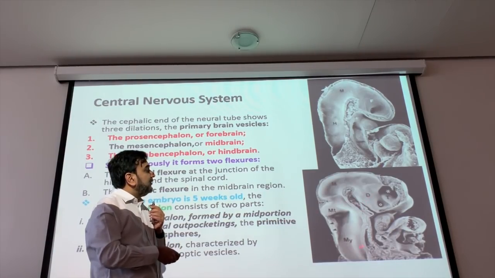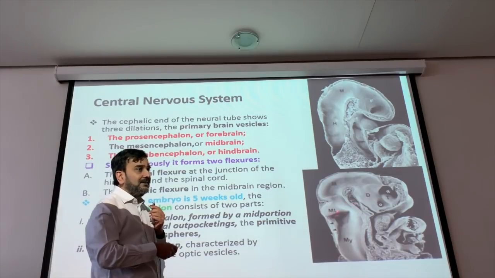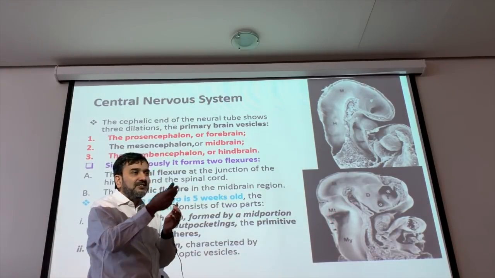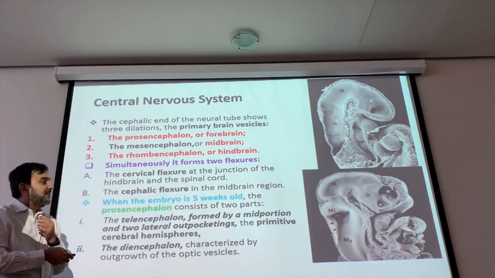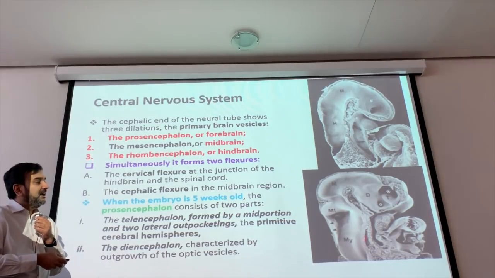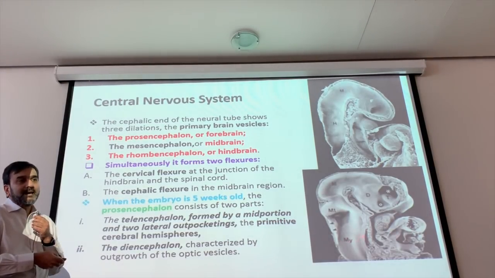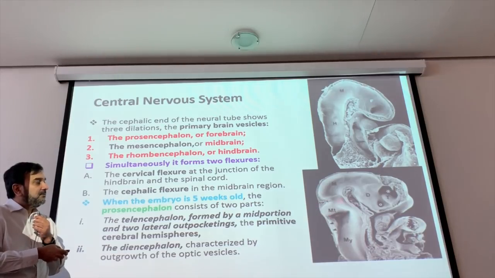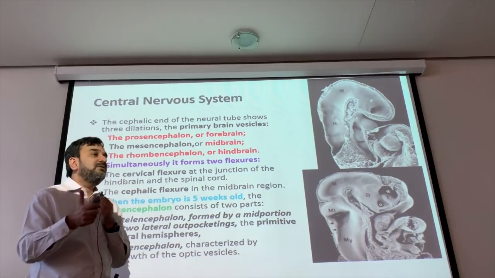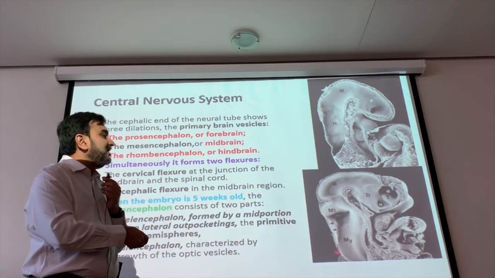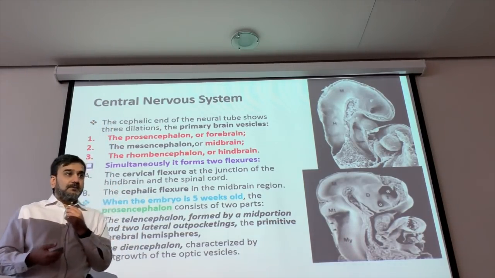Then the rhombencephalon, which was one vesicle, is going to have this isthmus or a division, a constriction, which is called the rhombencephalic isthmus. The rhombencephalic isthmus is going to divide the rhombencephalon into an upper part which is called metencephalon and the lower part which is called the myelencephalon. The metencephalon, which is the upper part of the rhombencephalon, is going to give rise to pons and cerebellum, while the myelencephalon is going to give rise to the midbrain.